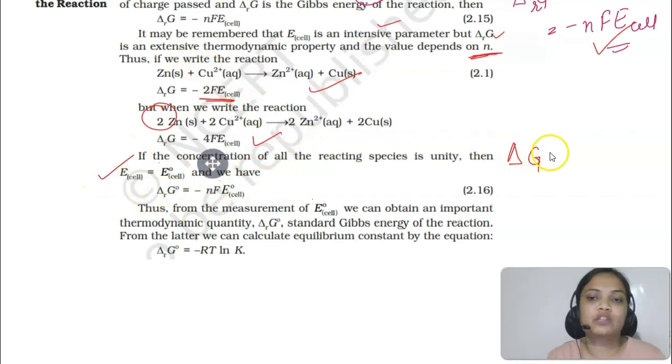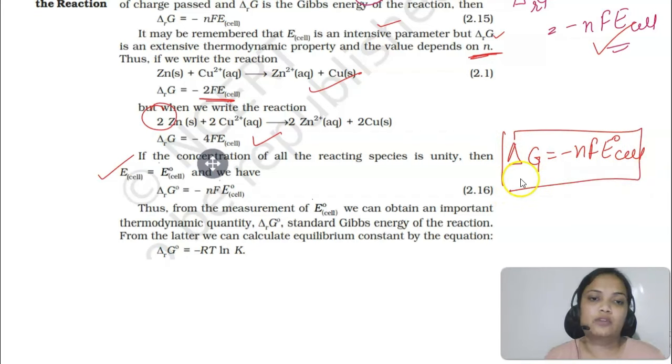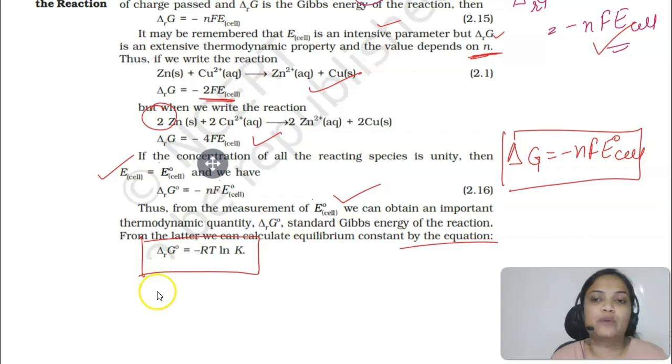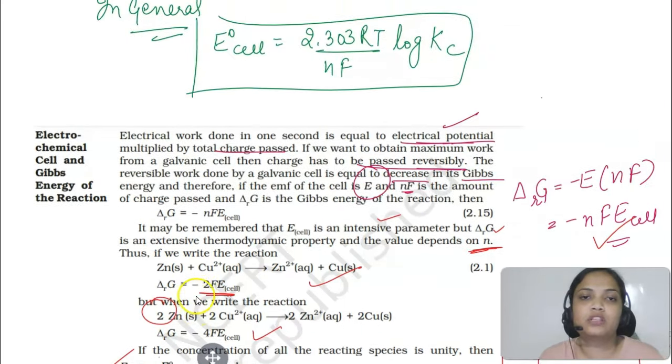So what will delta G become? It will be minus nF E naught cell if we are talking about the standard electrode potential. From the measurement of E naught cell, we can obtain the value of the standard Gibbs energy of a reaction, which is an important thermodynamic quantity. And we can calculate the equilibrium constant by this equation. These two equations you have to remember: delta G naught is minus nF E naught cell, and delta G naught is minus RT log K, where K is the equilibrium constant of the reaction.